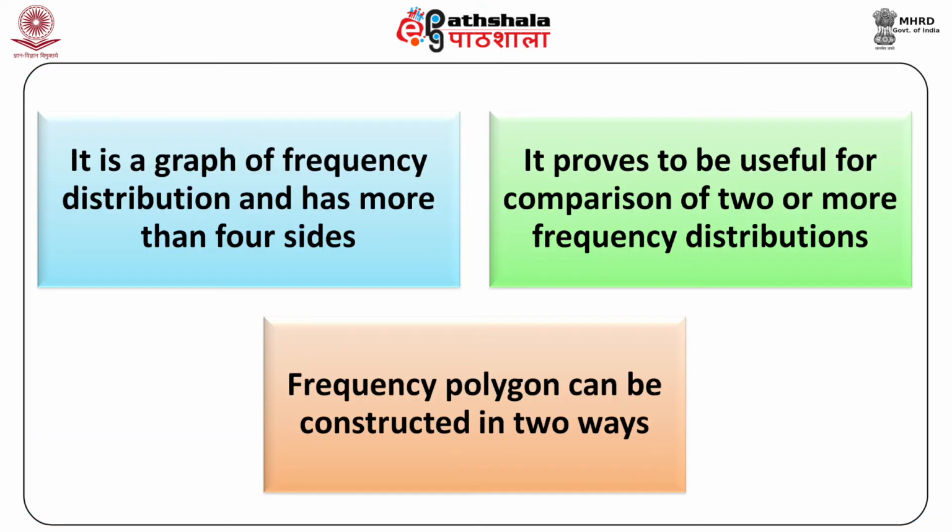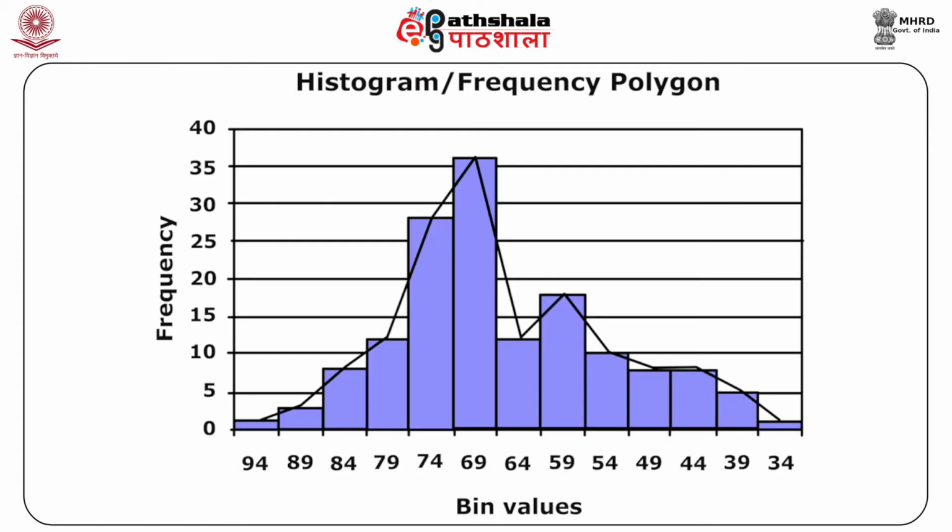Now, the second category is frequency polygon. It is a graph of frequency distribution and has more than 4 sides. It proves to be useful for comparison of 2 or more frequency distributions. Further, frequency polygon can be constructed in 2 ways. Number 1, we may draw a histogram of the given data and join by straight lines the midpoints of the upper horizontal side of each rectangle with the adjacent ones, as we can see in the figure. Now, such a diagram or figure is referred to as frequency polygon.